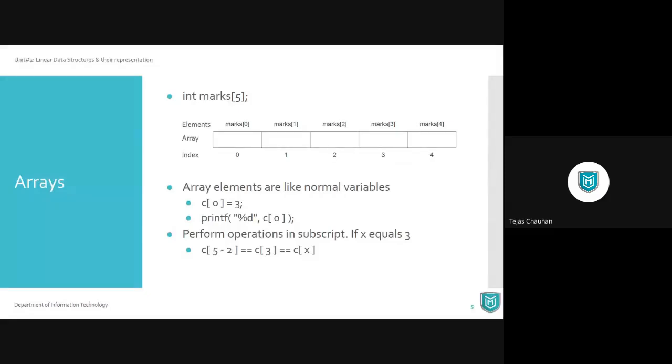This is how your array will be represented. If you say it's an integer array of 5 elements and the variable name is marks, then it is going to have 5 elements. Indexes will be from 0 to 4, and elements you can access like marks of 0, marks of 1, marks of 2, and so on. These are the elements, and whatever these blocks you are looking at right now are nothing but the memory blocks in a consecutive memory allocation.